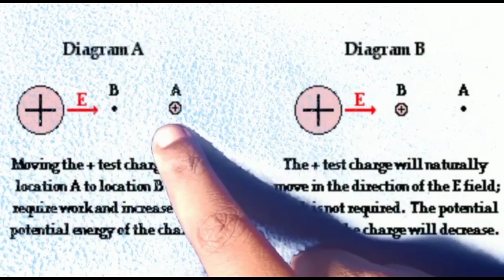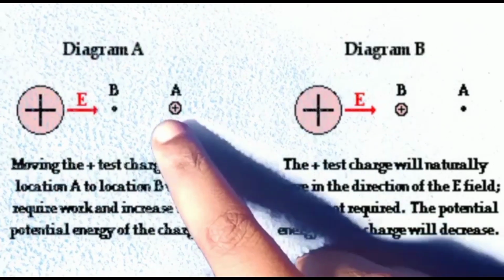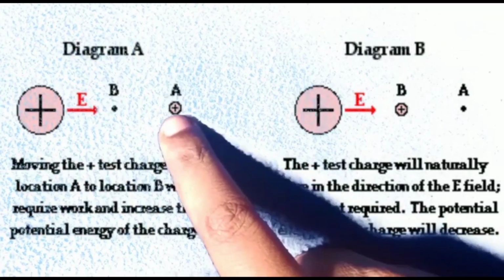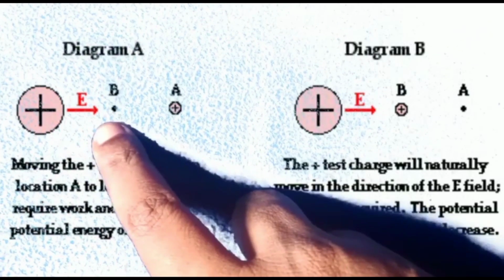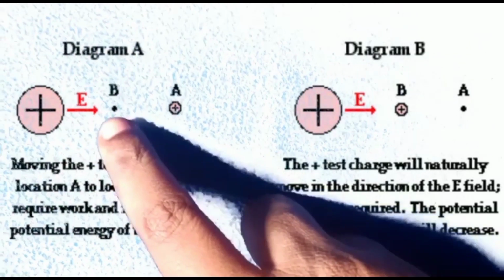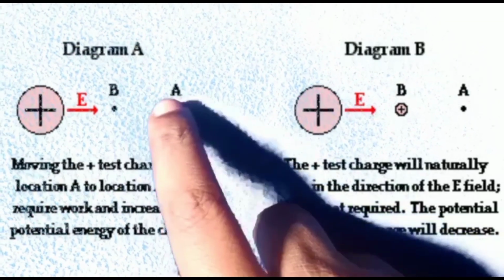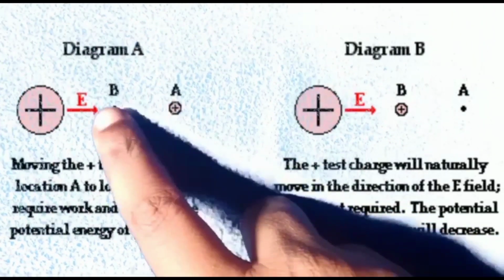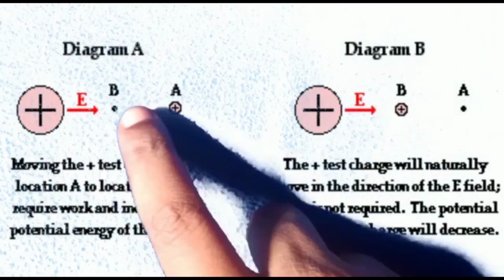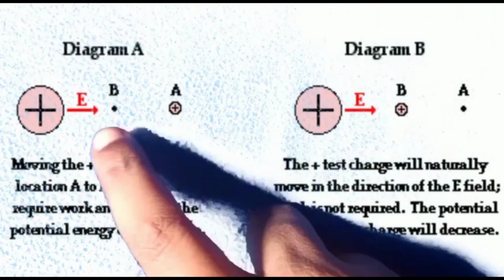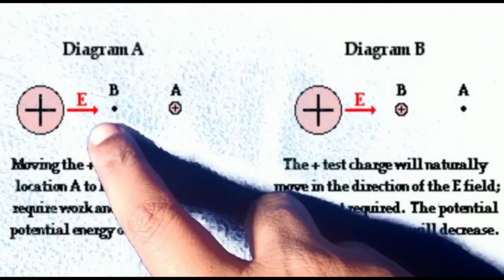So now in the first diagram, at point A, we are going to move the charge from A to B. The direction of the electric field is in this direction, but I have to move this positive charge from here to here. So now I am moving the point test charge against the direction of the electric field.